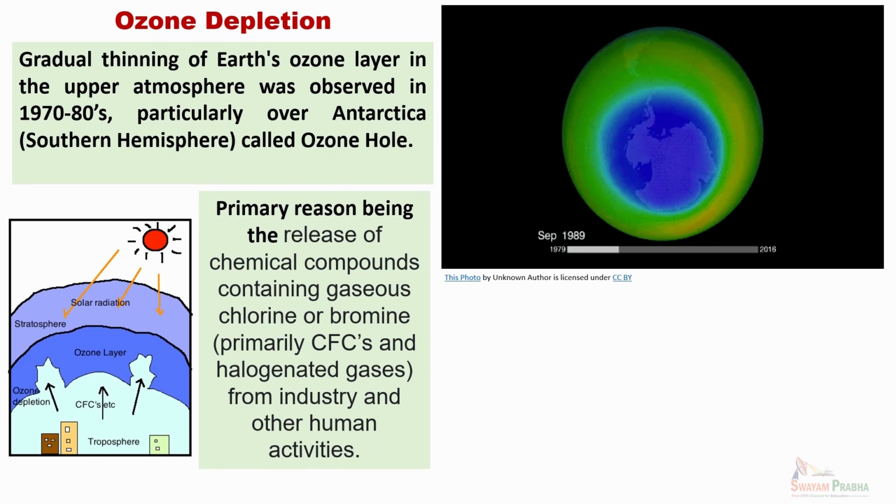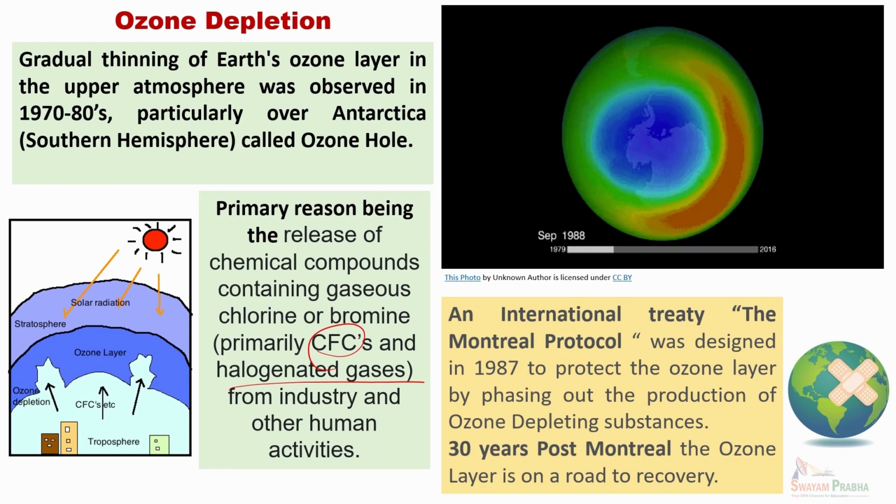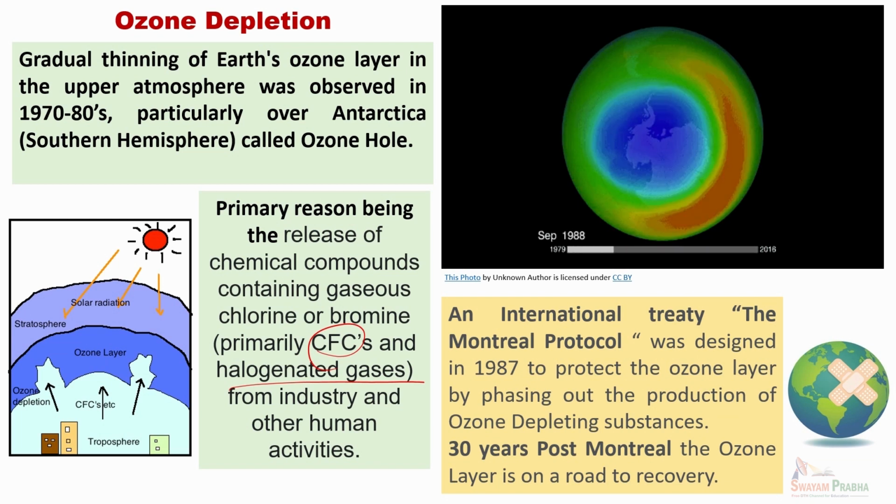So the primary reason attributed for the destruction and gradual thinning of ozone were the chemical compounds containing gases like chlorine and bromine, primarily coming from the chemical compound group of CFCs and halogenated gases. So the extensive human activities, industrial activities, were producing certain ozone depleting compounds which were gradually thinning the ozone layer. As you can see in this simulation, this ozone thinning was so extensive over the southern hemisphere that it created an entire hole in our ozone layer, which was considered very detrimental for our environment.